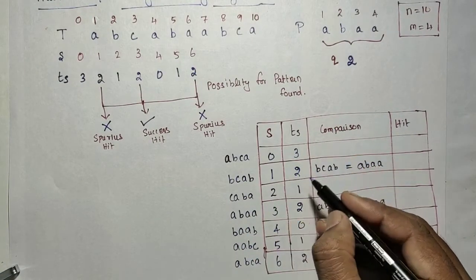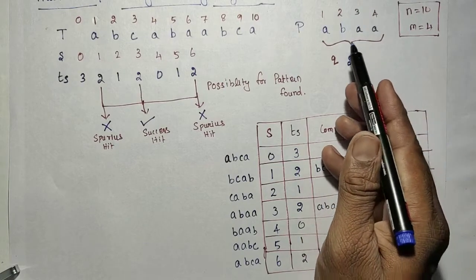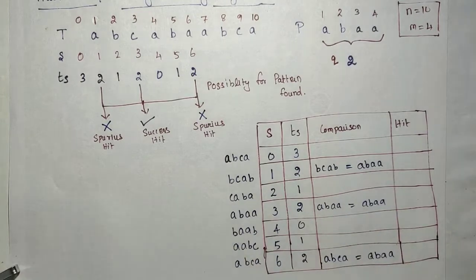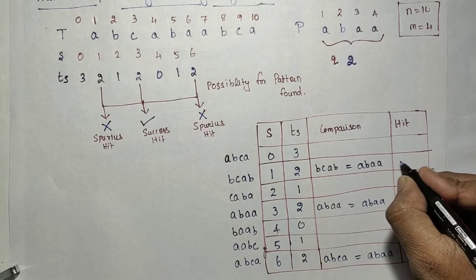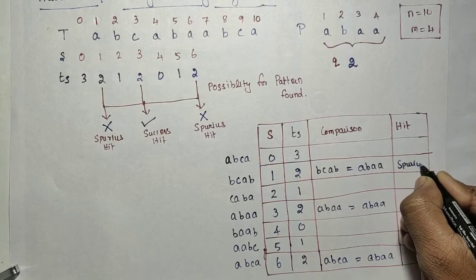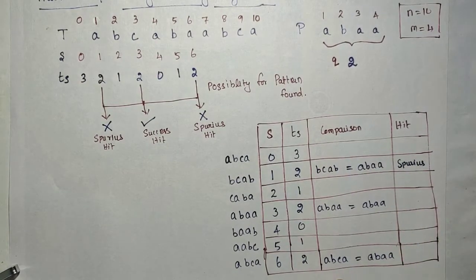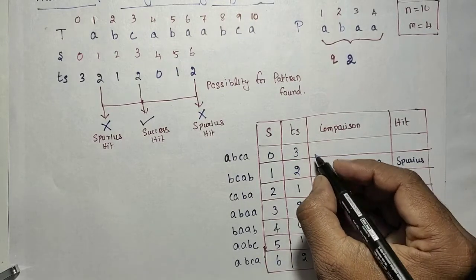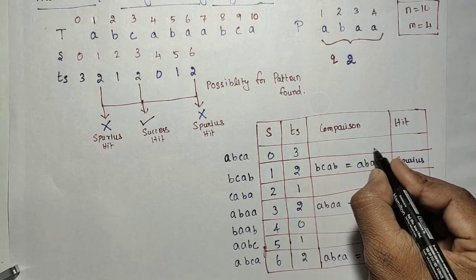2 means there is a possibility, because our pattern number is also 2. So the character by character comparison occurs. So here the result is spurious. It means failed. Okay, spurious hit. So next, here in this space no comparisons. Here no comparison happened.